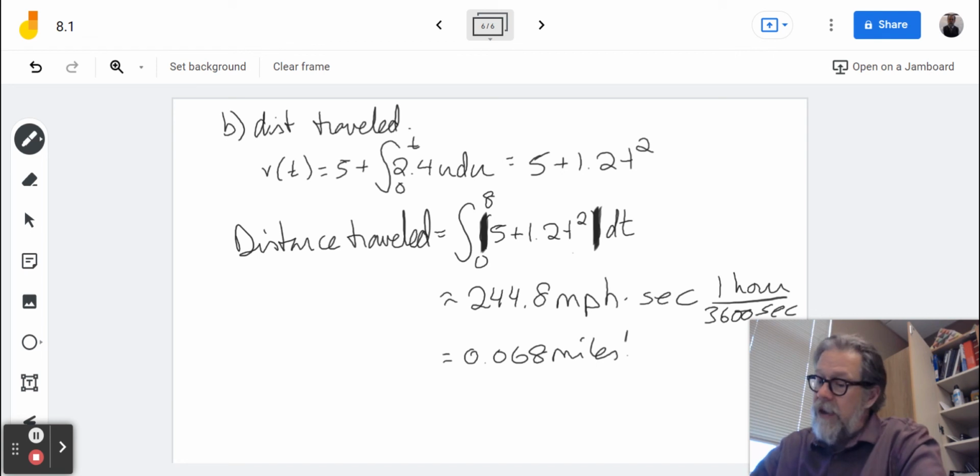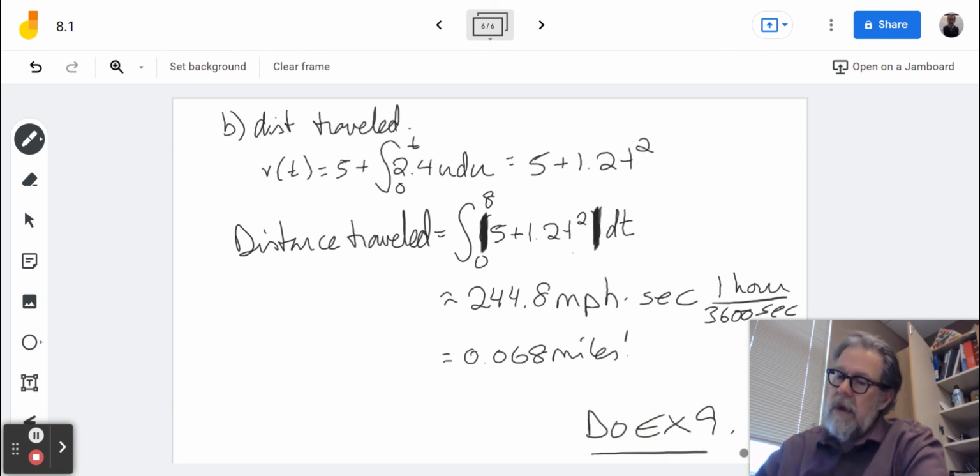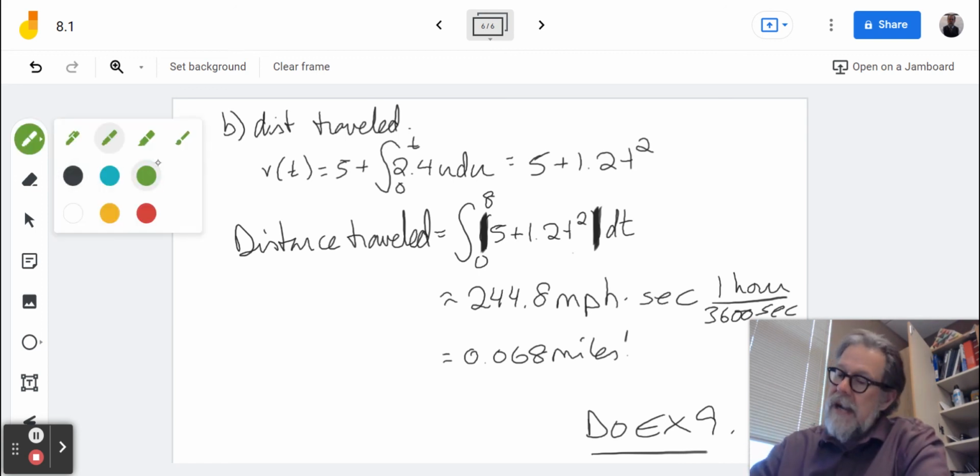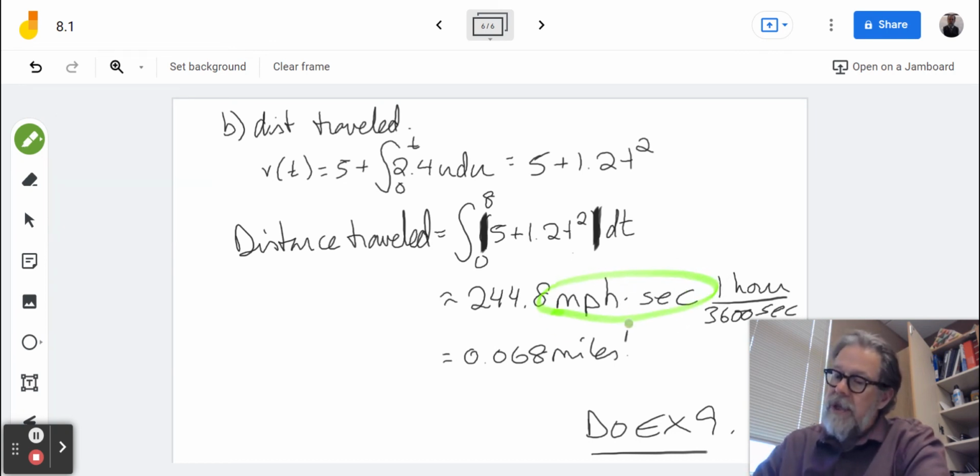All right, so go ahead and do exercise 9. Again, good thoughts on some things to watch out for here, which is our units. We really want to watch out for units when we're doing these things. And how do I remember this? Well, when I look at this, I remember miles per hour and seconds.